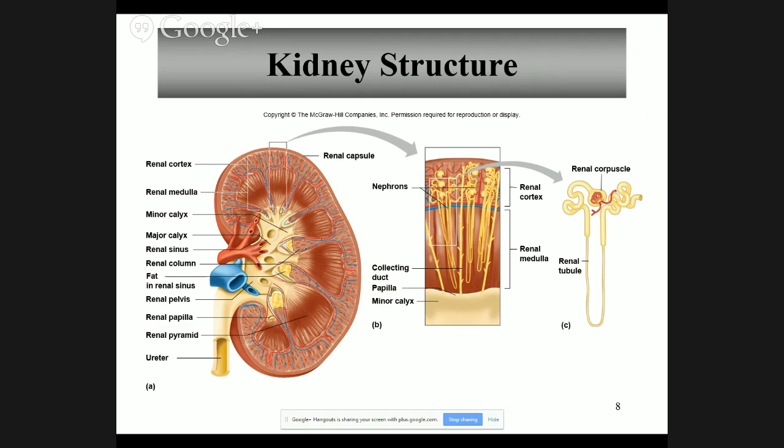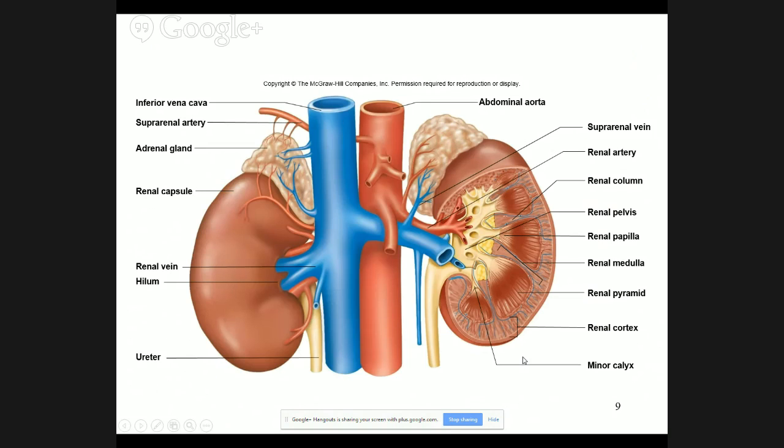As you can see, there's the renal capsule surrounding the kidney, the cortex, the medulla, the minor calyx and the major calyx, the sinus, the renal pelvis, the renal papilla, the renal pyramid, and a cutaway showing the nephrons, the collecting ducts, and here's a renal corpuscle and a tubule.